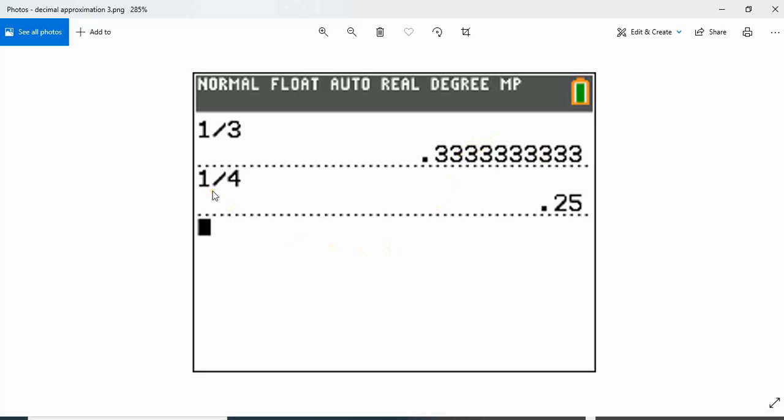Another common one is 1/4. When we calculate that, we'll get 0.25. This is an example of how a rational number will terminate.